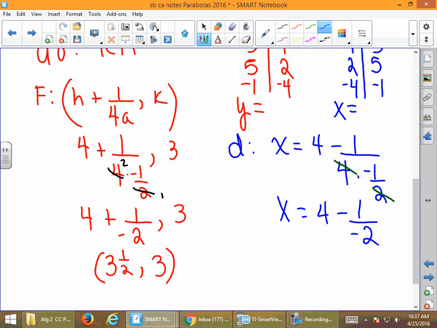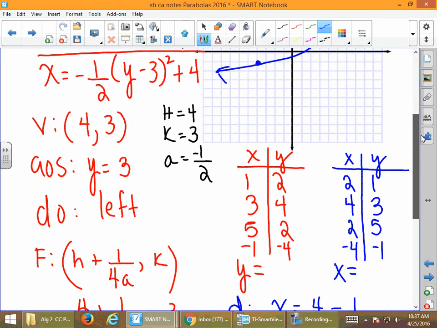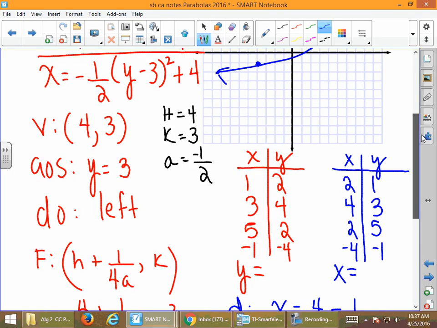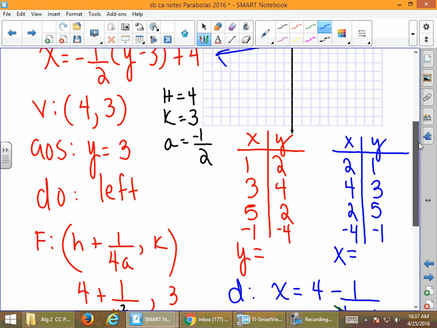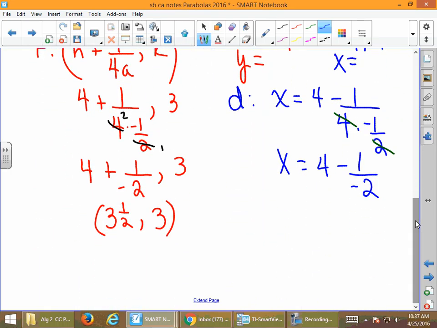Shouldn't that be h right there? And h equals 4. So then we have a double negative here, so this is going to be 4 plus 1/2. So we get x equals 4.5.